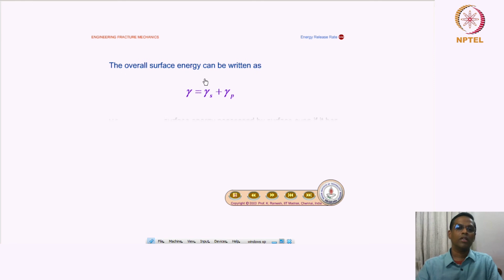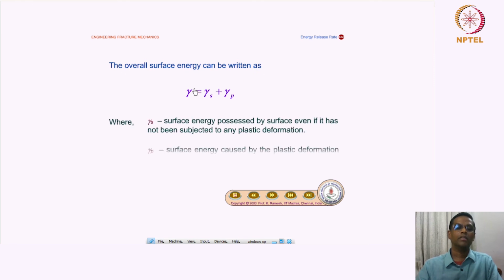So the overall surface energy can be written as gamma is equal to gamma S plus gamma P. All the other expressions are exactly the same, we can use similar expressions, but instead of just gamma S, it should be gamma S plus gamma P. Gamma S is the surface energy possessed by the surface, even if it has not been subjected to any plastic deformation. Gamma P is the surface energy caused by the plastic deformation near the cracked surfaces. So that is how we have to remember this idea.